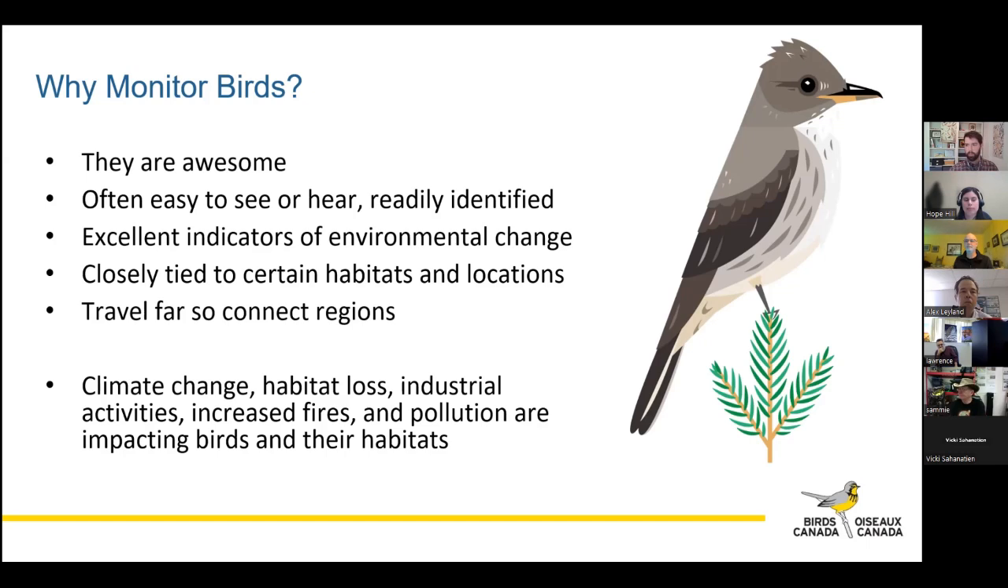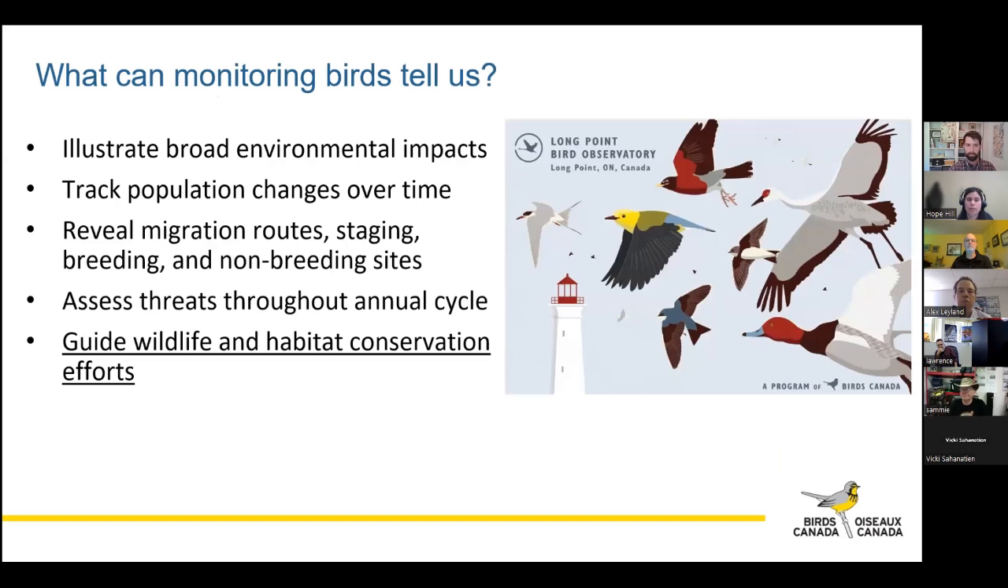And with so many different threats to biodiversity across the planet, like climate change, habitat loss, industrial activities, increased fire, all of these things are impacting birds as well as other species in their habitats. And so monitoring birds is a great way to see how all of these things might be impacting the local environment. And so monitoring birds can tell us a lot.